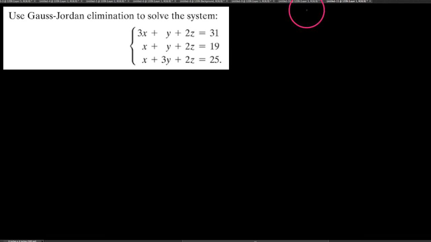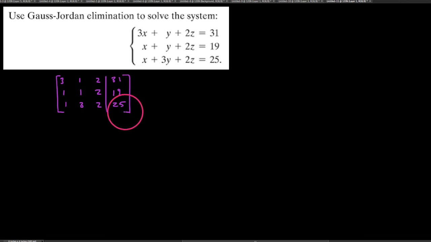So to take a look at what Gauss-Jordan elimination would look like, let's take a look at this system here that I want to solve, starting with writing its augmented matrix. So its augmented matrix would have coefficients 3, 1, 2, and then our first row would have a constant of 31 here. We'd say our second row looks like 1, 1, 2, and we have 19. And then our last row, we would have a 1, 3, 2, and a 25.